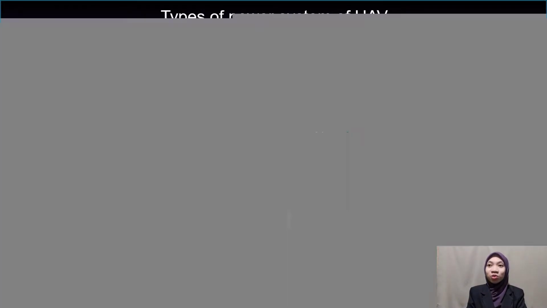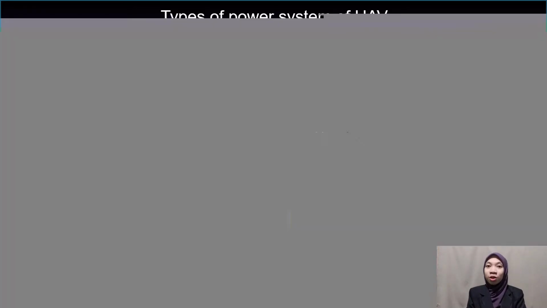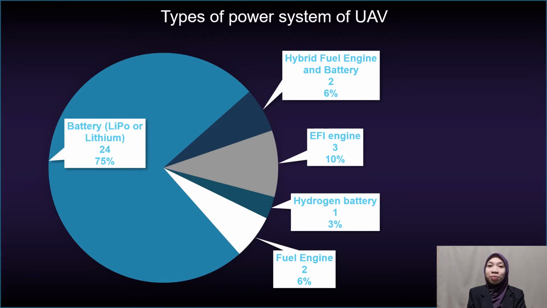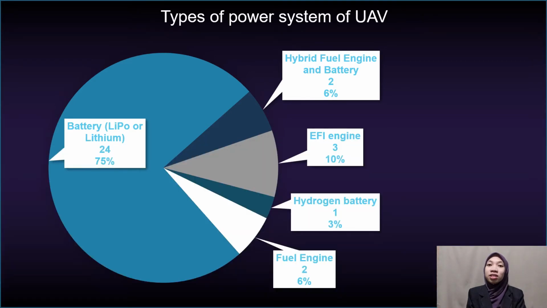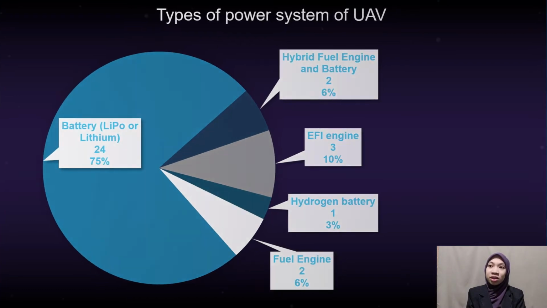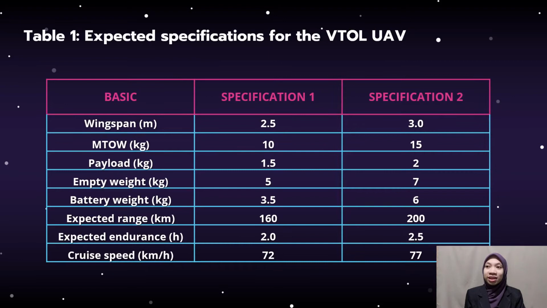This pie chart shows the types of power system of UAV used. Mostly, the UAVs use LiPo or lithium battery, which is 75% of the 32 VTOL UAVs. In conclusion, we can use the result from this parametric study to design a UAV that has the optimum performance that meets the requirement for emergency medical response.